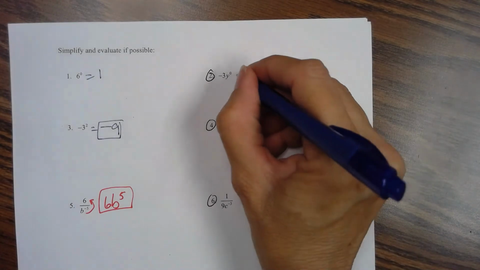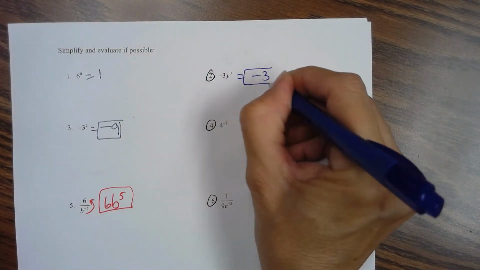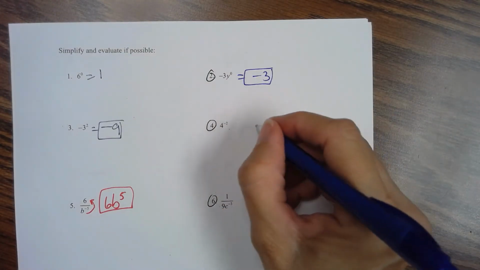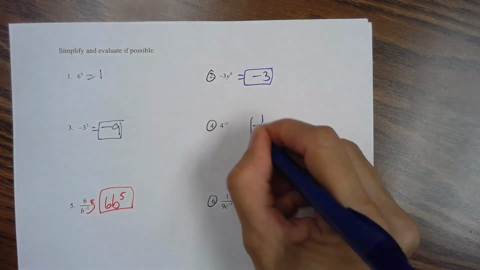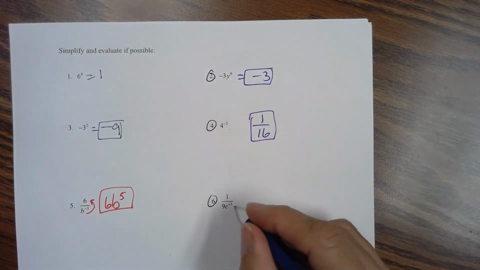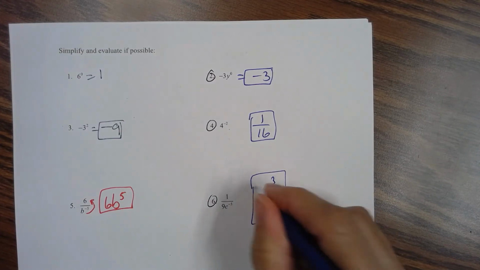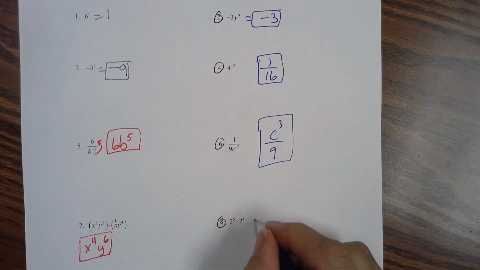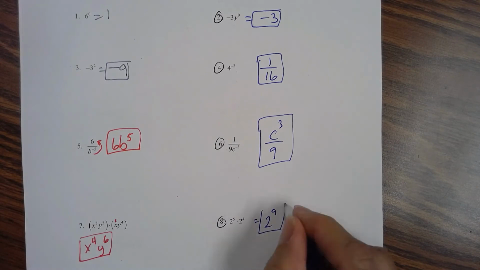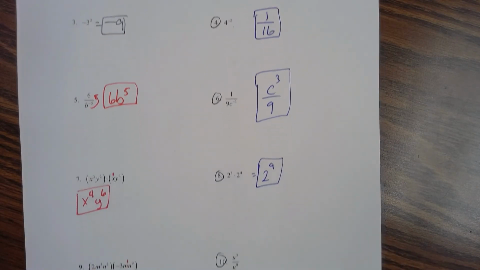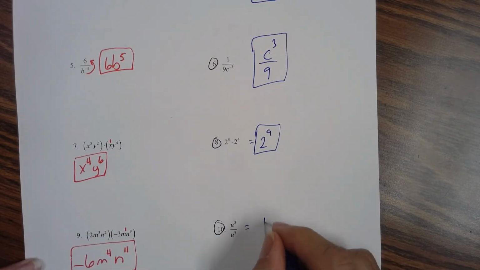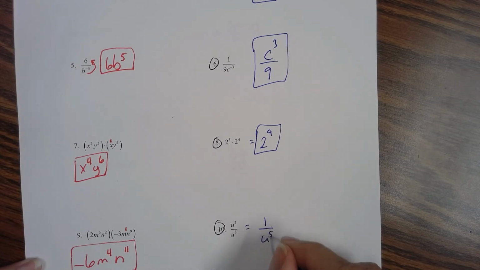The answer to number 2 would have been negative 3. The answer to 4 would have been 1 over 16. The answer to 6 would have been c cubed over 9. The answer to 8 would have been 2 to the 9th power. If you multiply that out, that's fine. And the answer to number 10 is 1 over u to the 5th.